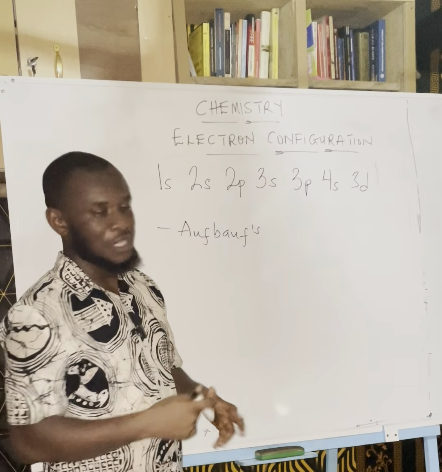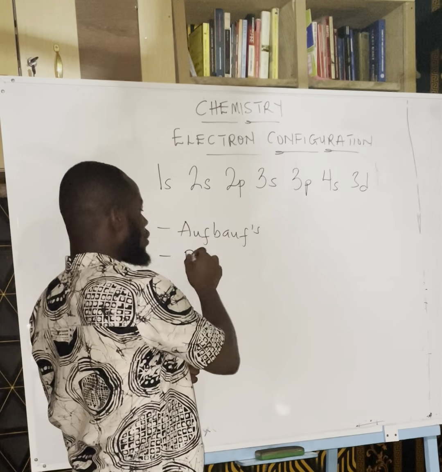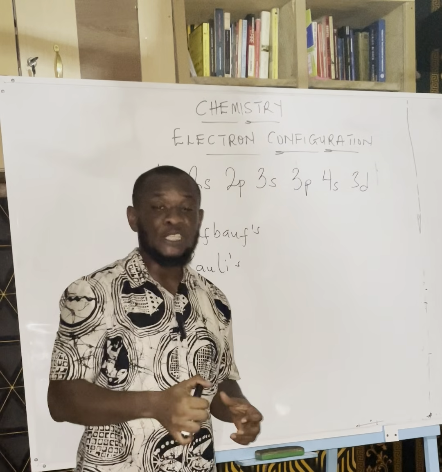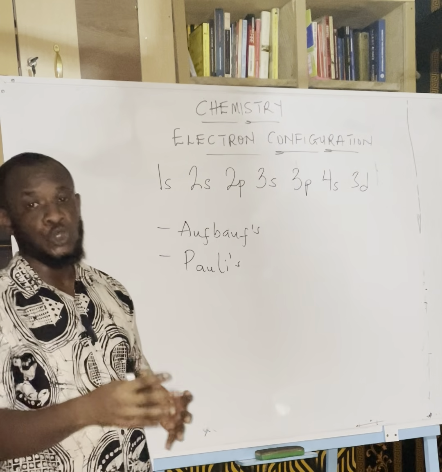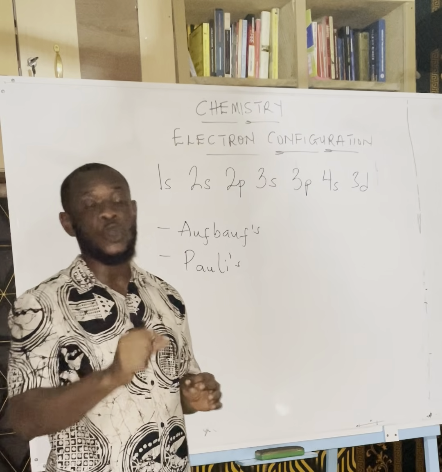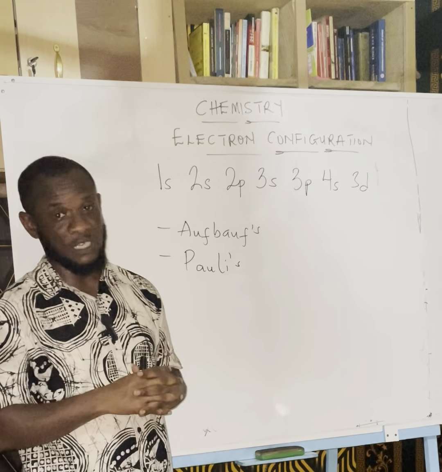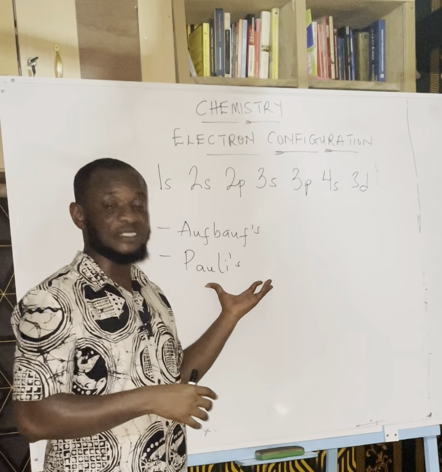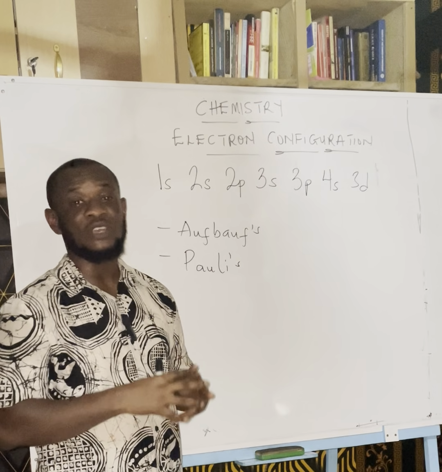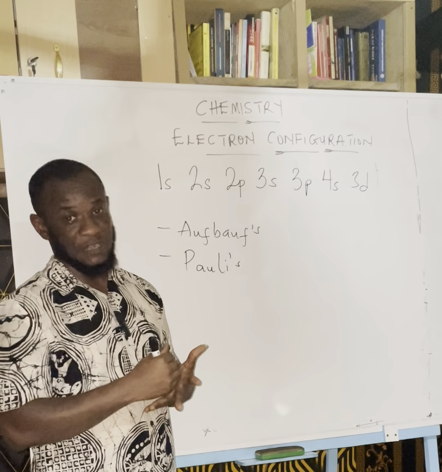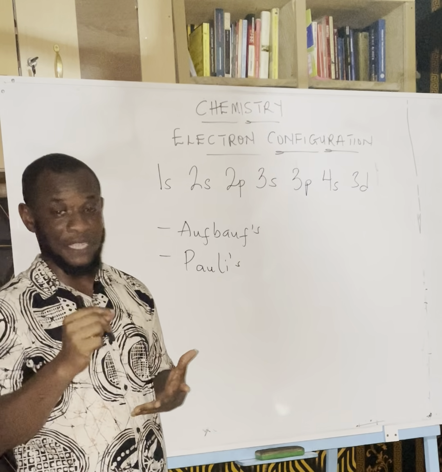Again, you must make sure that you fill the 4s before coming to fill the 3d. Then we also looked at Pauli's principle, which states that no two electrons in an orbital must have the same set of four quantum numbers. What this law means is that the total number of electrons that fill an orbital must be 2, and they must have opposite spins.